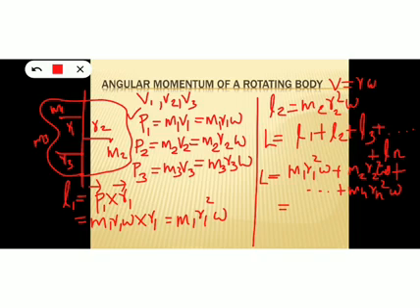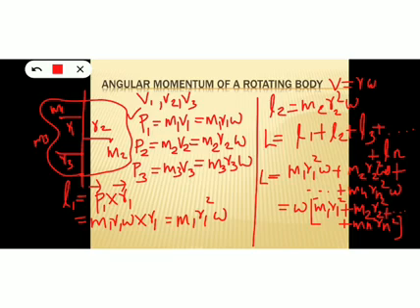We can simplify this expression. Omega is a common factor. When we take omega as a common factor, we are left with m1 r1 square plus m2 r2 square plus and so on, plus mn rn square. So what do the terms inside the bracket represent?